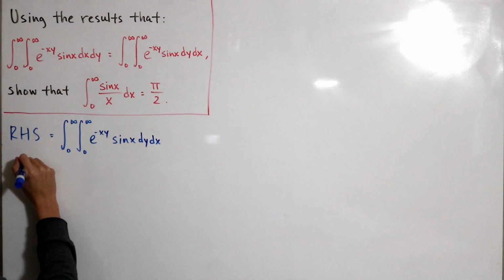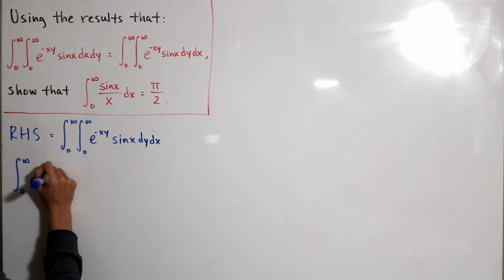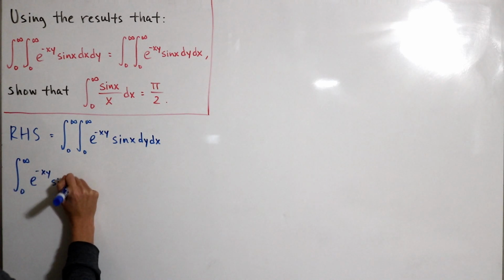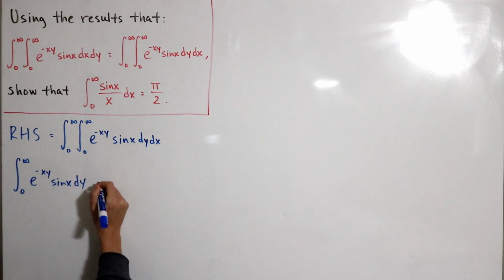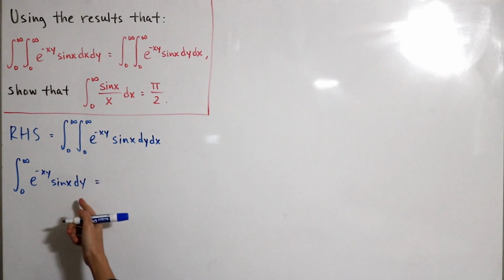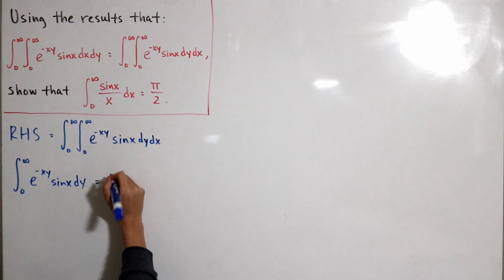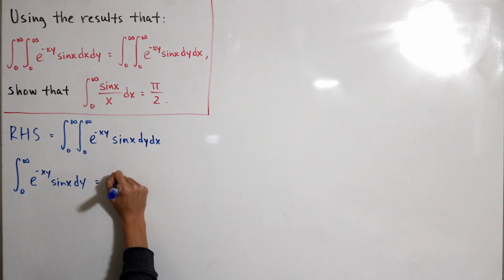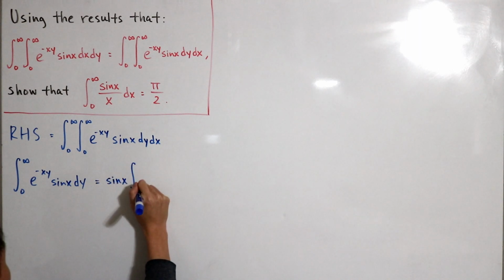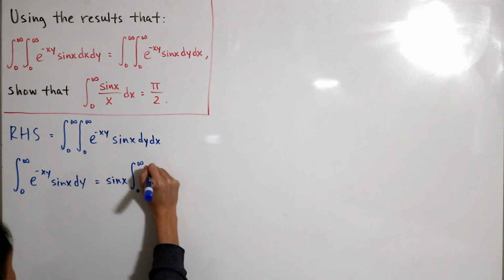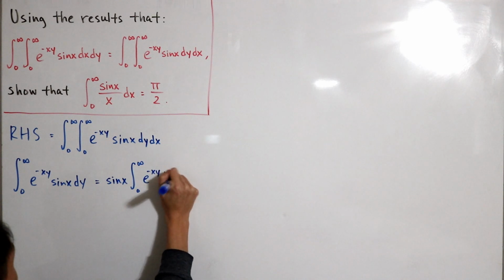So here we're going to start with the integral from 0 to infinity of e to the negative x times y, times sine of x, dy. The neat thing is that this is with respect to y, so sine of x in this sense is actually just a constant, so I'll move that outside of our integral. So 0 to infinity, and then e to the negative x y, and then dy.